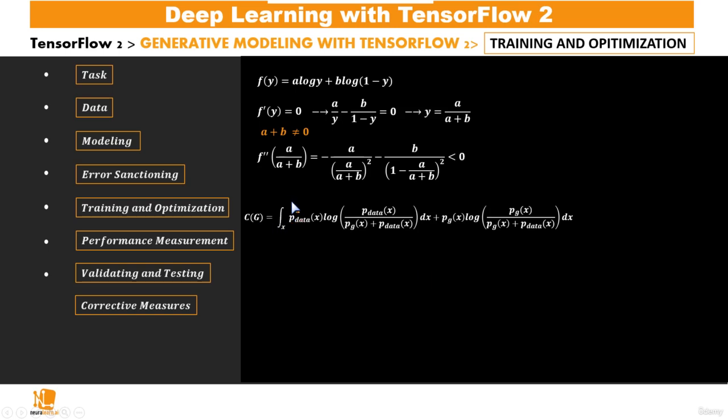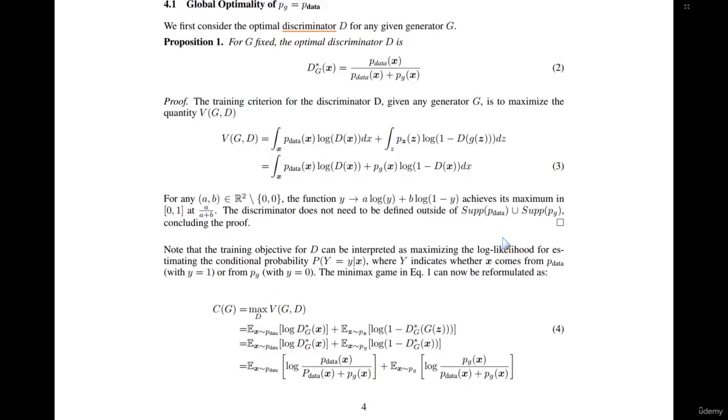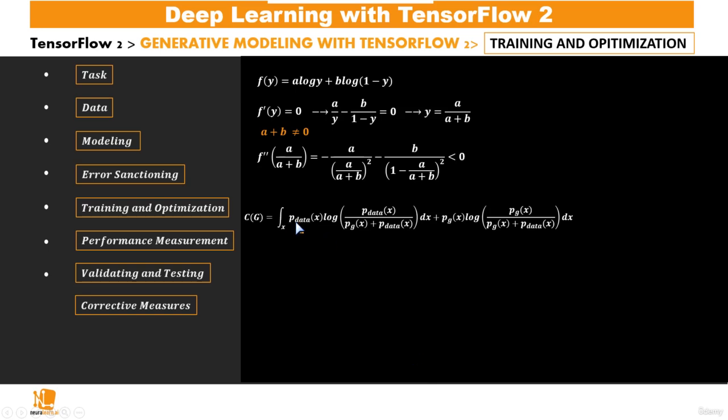So we have C of G, which equals the integral over x of P data log of P data divided by P data plus PG, plus PG log of PG divided by PG plus P data. And this is gotten from the expression where we had C of G to be the expectation of the log of P data divided by P data plus PG, plus the expectation of log of PG divided by P data plus PG, where the expectation here was over x from the distribution P data, and here x from the distribution PG. So that is why right here we have P data of x times this plus PG of x times this. So it's just like the integral of f of x plus f of x.